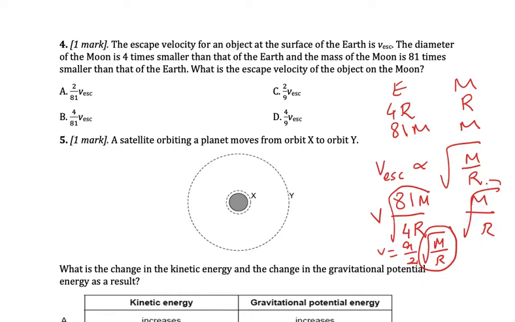So that's, how many v would that be? If you rearrange this, you would get this as 2 over 9 of the escape speed of Earth.